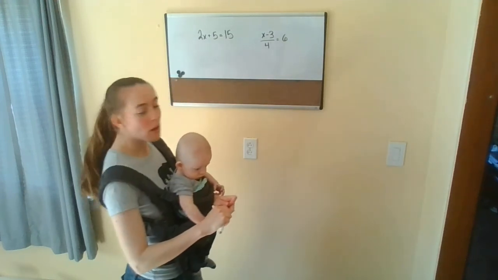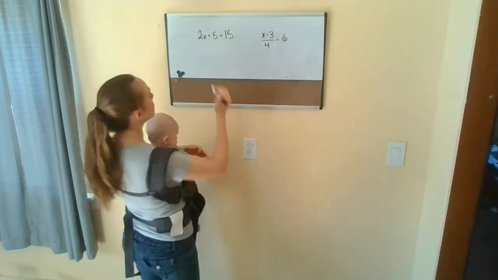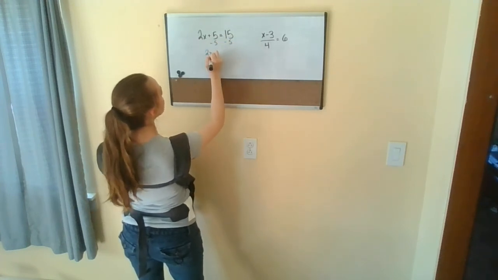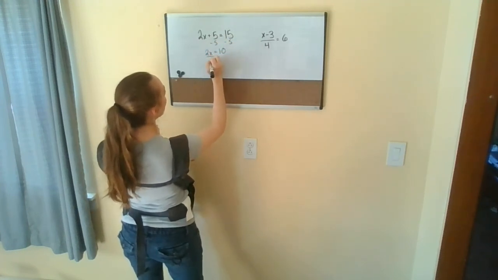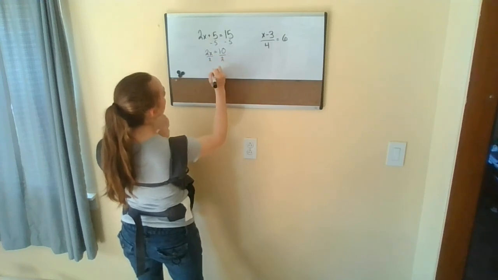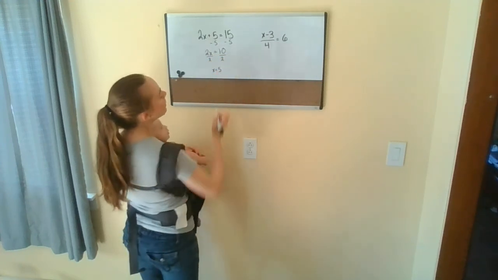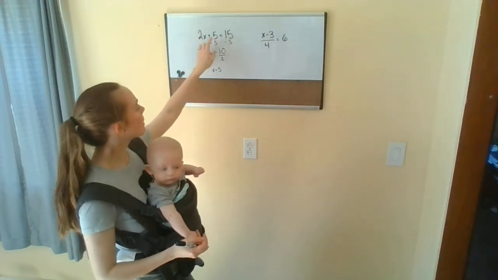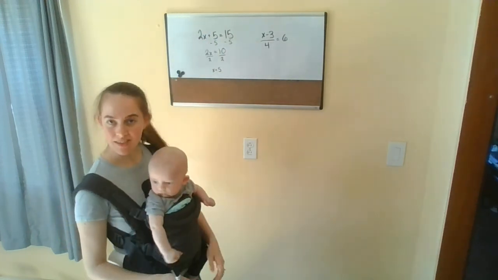Okay, so we know that we would subtract 5 first from both sides. And so we would get 2x equals 10. We would divide both sides by 2. We would get x equals 5. We would plug 5 back in, so 2 times 5 is 10, plus 5 is 15, which is correct.